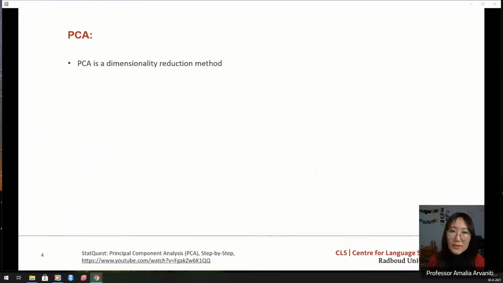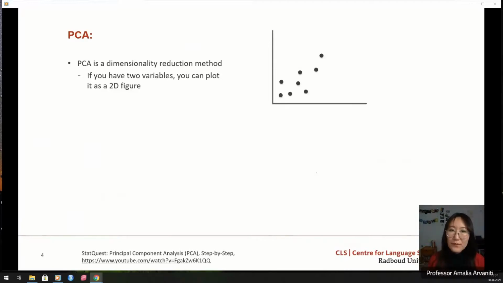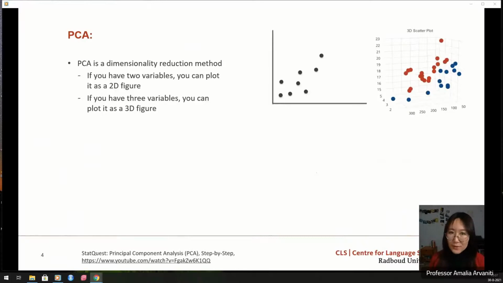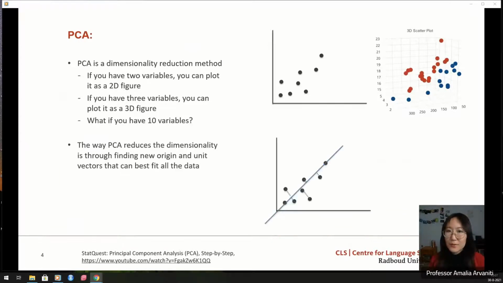PCA is a dimensionality reduction method. If you have 2 variables, then you can easily plot it as a 2D figure. If you have 3 variables, you can plot it as a 3D figure. But what if you have 10 variables? The way PCA reduces the dimensionality is through finding new origin and unit vectors that can best fit all the data. So this line is the first component. And if it can't explain all the data, then a second line is your PC2.